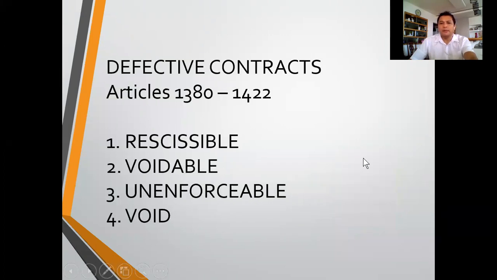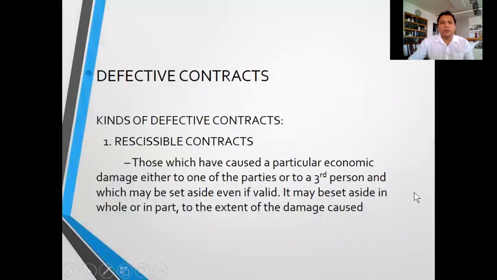So this topic, this video, will discuss the different kinds of defective contracts. This is in Articles 1380 to 1422 of the Civil Code. Defective contracts are the following: recessible contracts, voidable, unenforceable, and void contracts. So we begin with recessible contracts.